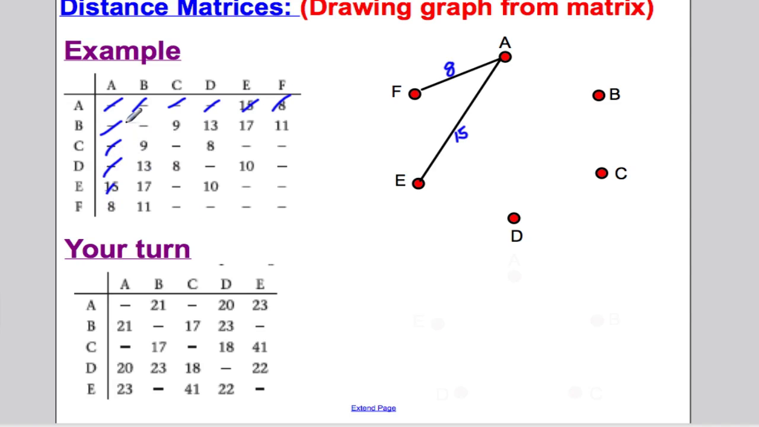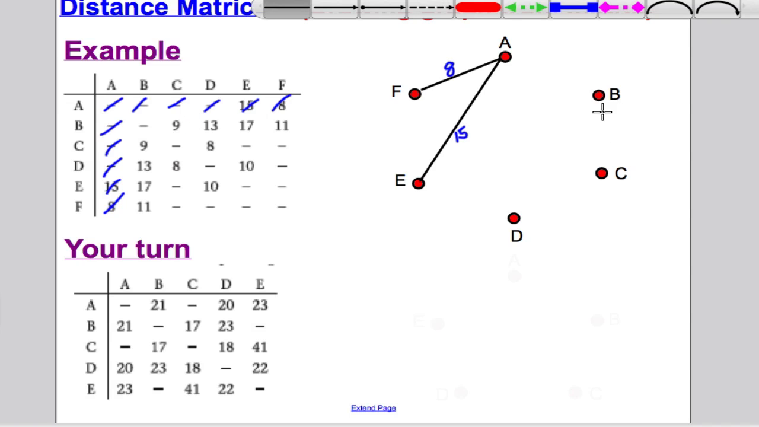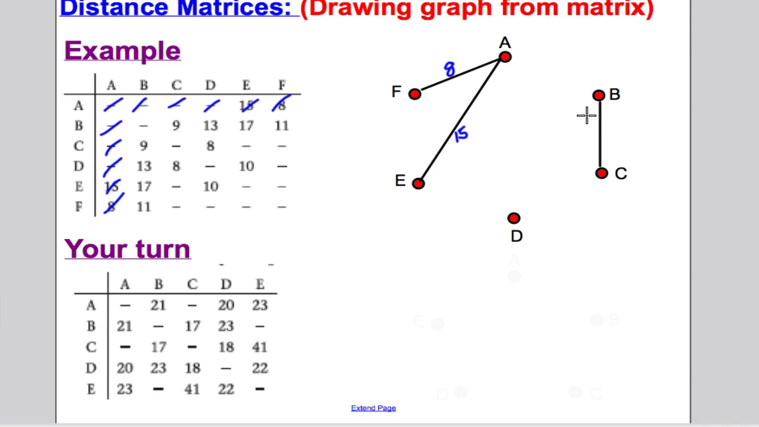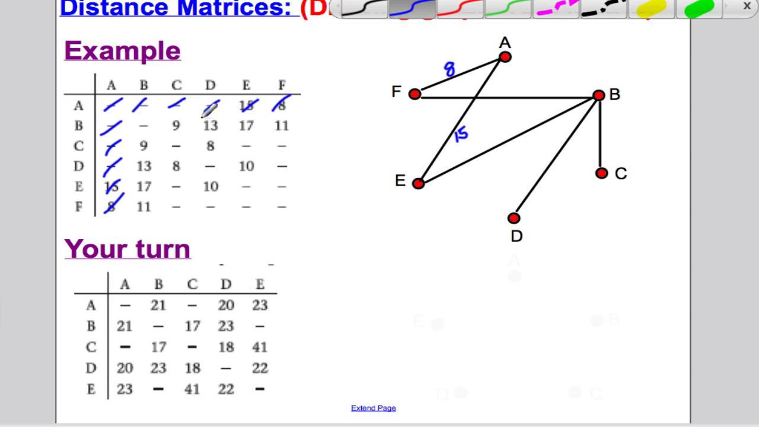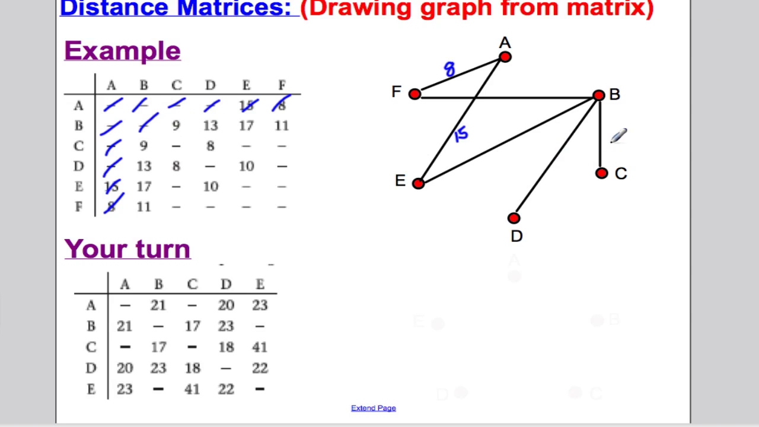Okay, now let's go for B. B to C, there is a connection. So let's draw it in. B to D, there is a connection, so let's draw it in. B to E, there is a connection, so let's draw it in. And B to F, there is a connection, so let's draw it in. And let's draw all our numbers in there. B to C is 9. B to D is 13. B to E is 17. B to F is 11, okay?